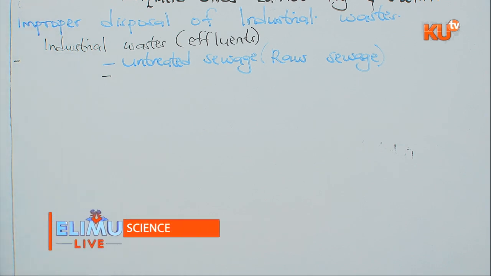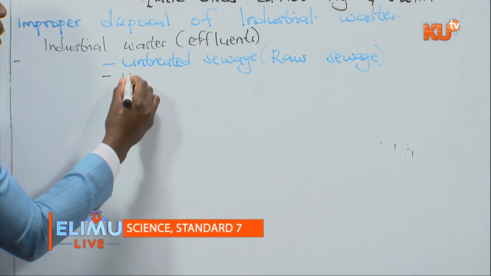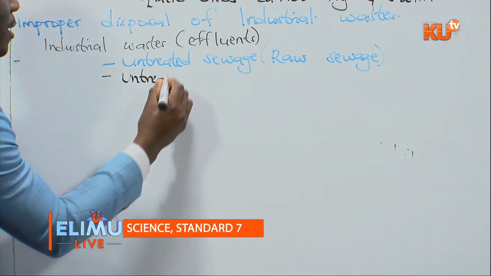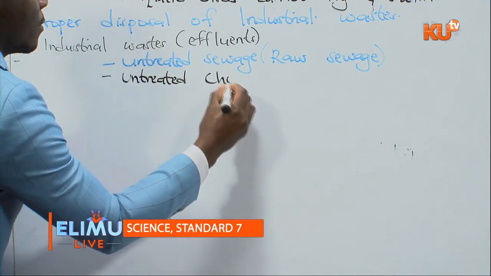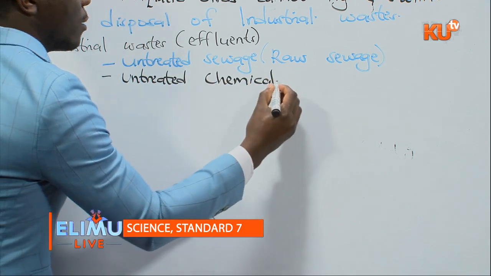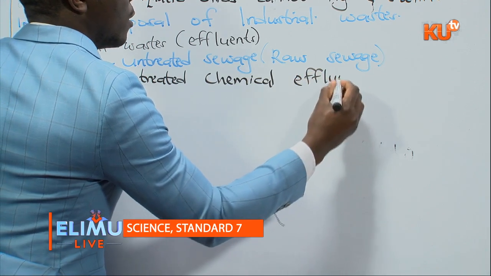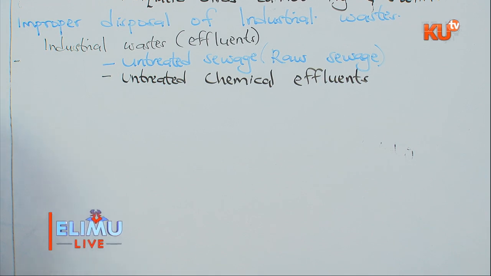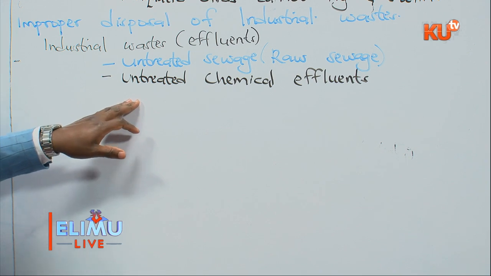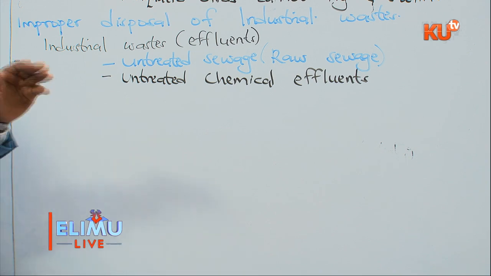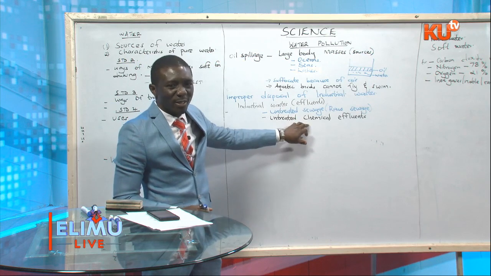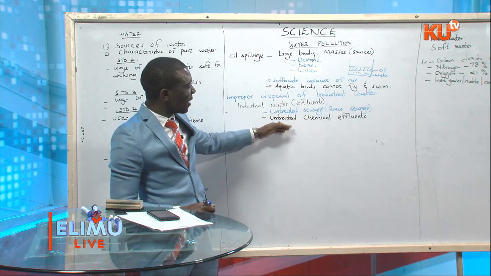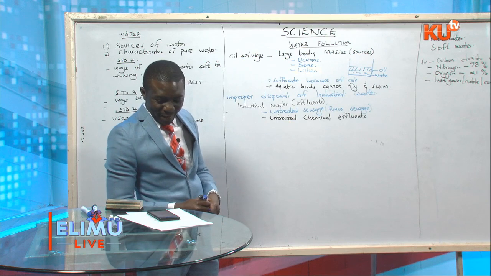Another example of this industrial waste that is released, we have got untreated chemical effluents. There was a certain year, certain chemicals from an industry were released in a lake in Naivasha, and they found all fish in that lake floating. They died because of these chemicals. So when you release them, you make these animals suffocate and they will die.